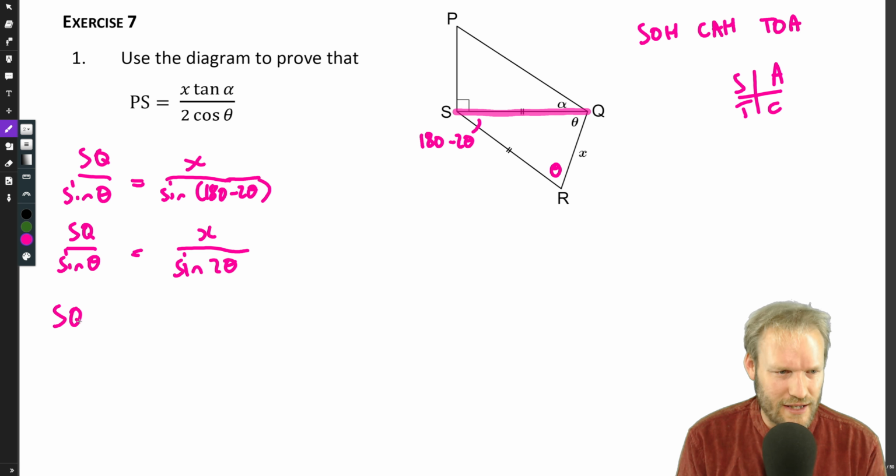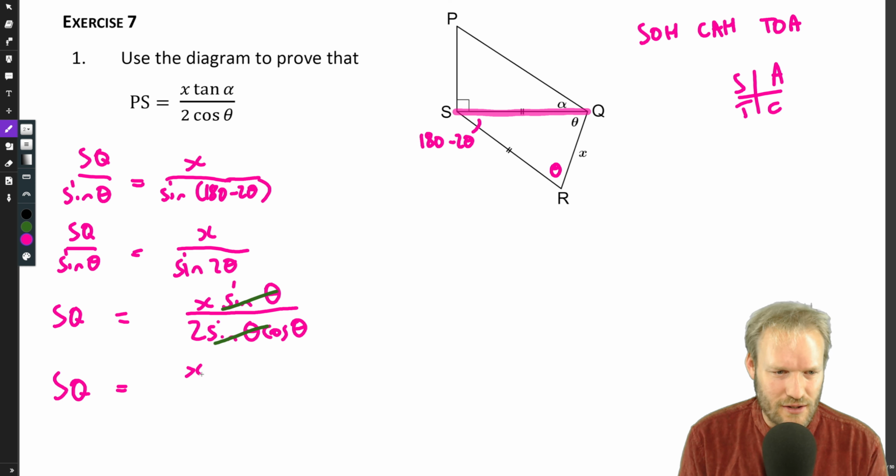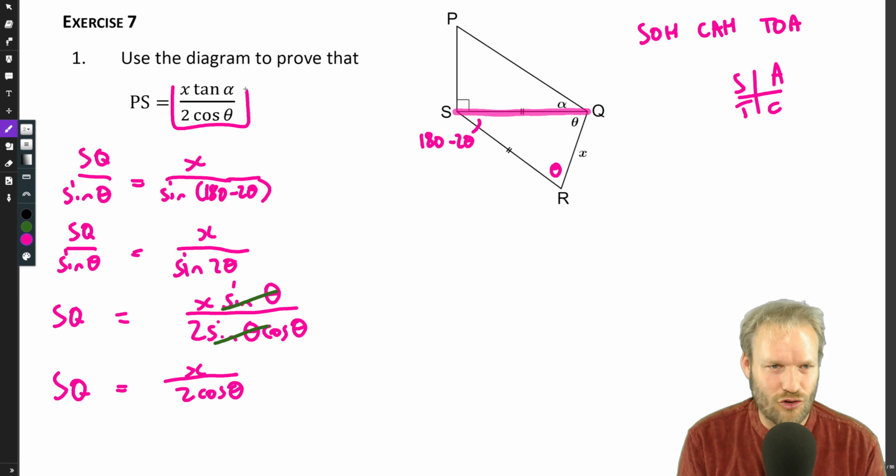Let me go, SQ needs to be the subject of the formula, so I'm going to multiply both sides by sine theta over, well, sine 2 theta, we were just saying it, so let's go for it. Let's change it to 2 sine theta cos theta. Oh, look at that. That's made life good because we can cancel out a couple of things, one term for one term. So SQ is x over 2 cos theta. And it feels like we're almost there. And then it's got tan theta, so it's almost hinting at which trig ratio we're going to use.